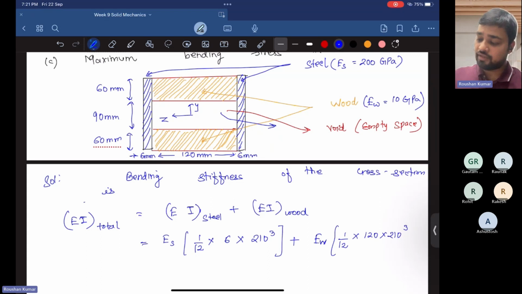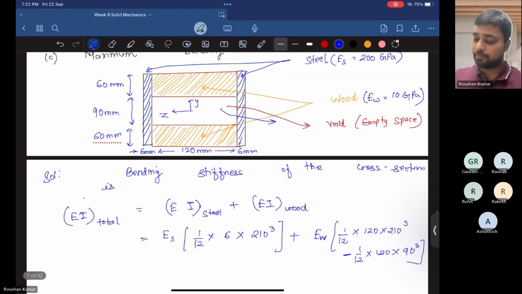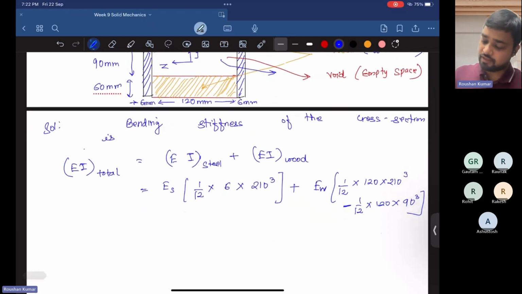Now, because I am assuming that the empty space is filled with the wooden material, we have to subtract the second moment of area of this empty space also, because I have considered it, and in that place there is no material, that is empty. So 1 by 12 into width of that empty space is 120 into, what is the height here? 90 cube. So this is the final bending stiffness of the cross section. I am just calculating it.